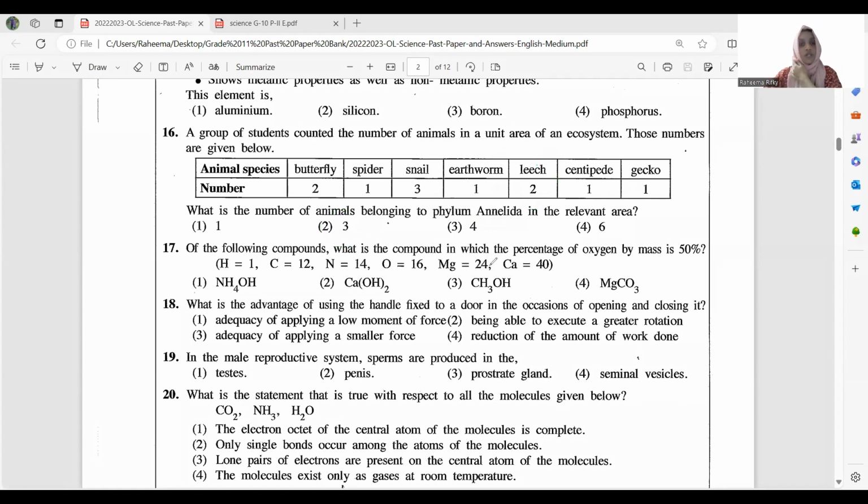Question number 17. Of the following compounds, what is the compound in which the percentage of oxygen by mass is 50%? Okay, now see how they are going to check your molecular mass. Of course, you have to find out the molecular masses of all of these 4 compounds. But actually, they don't ask for the molecular mass, they're asking for the percentage of oxygen by mass, 50%.